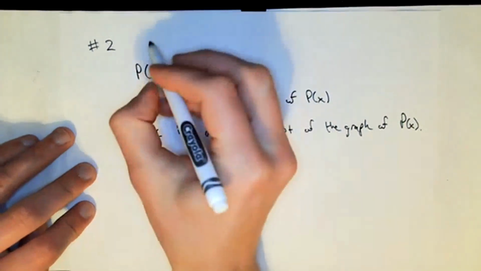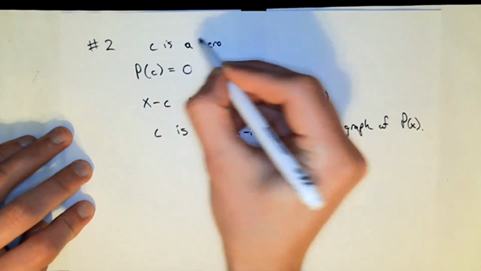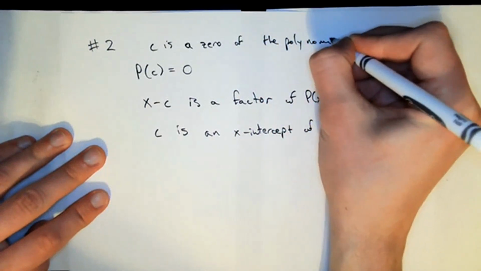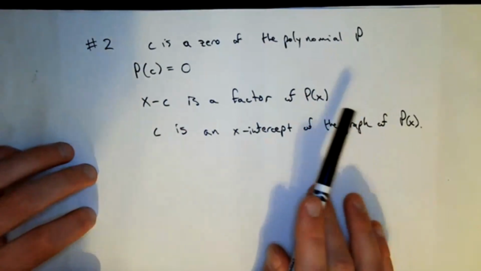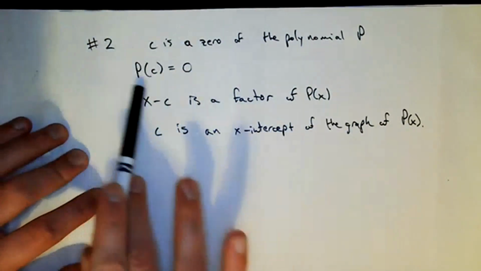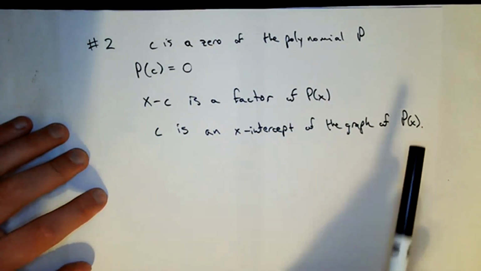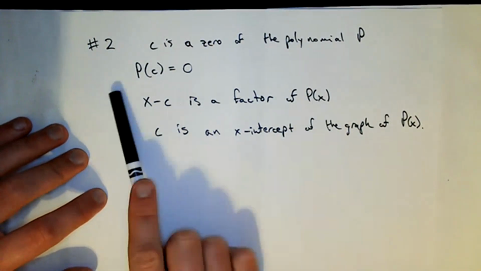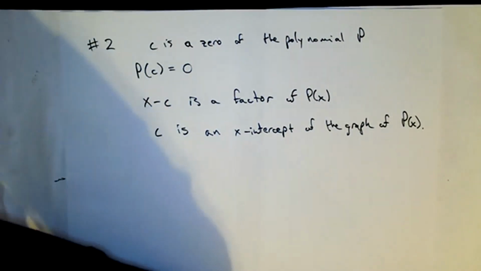Okay, yeah. So these are all equivalent statements. These all pretty much say the same thing. If C is a 0 of the polynomial, that means that C is a solution to this equation. That means that it's an x-intercept, right? We've been doing that. We did it in 3.1 just a second ago, using that idea. And of course, that also means that x minus C is a factor of P of x. This is just definition stuff.